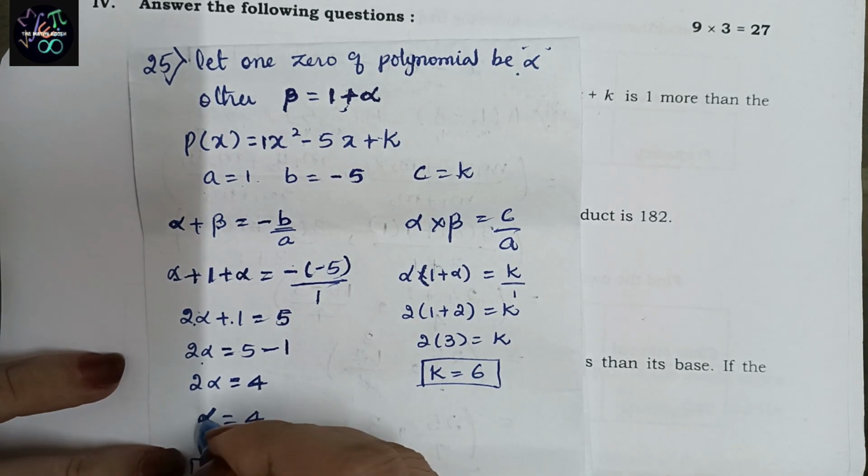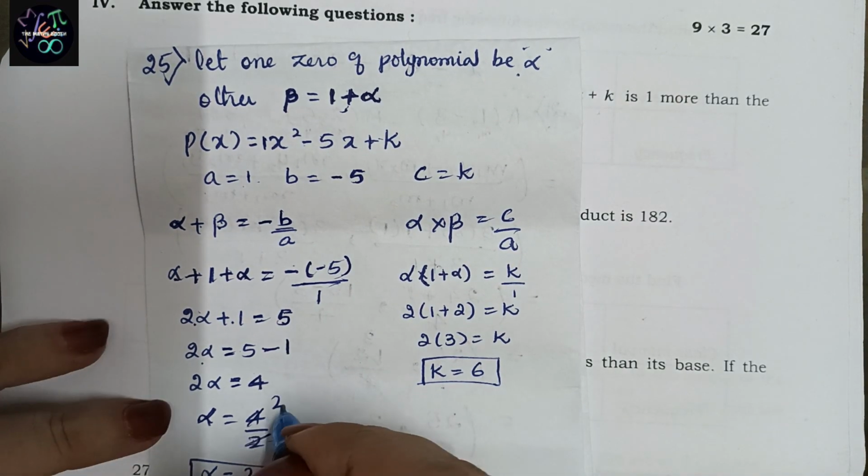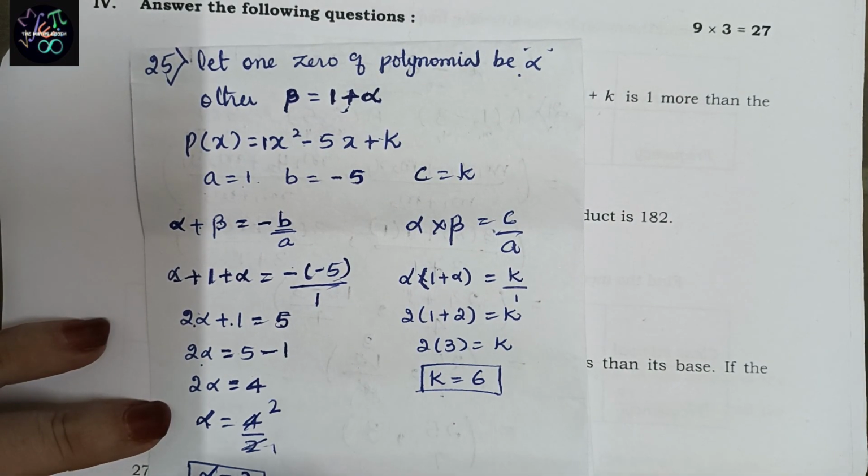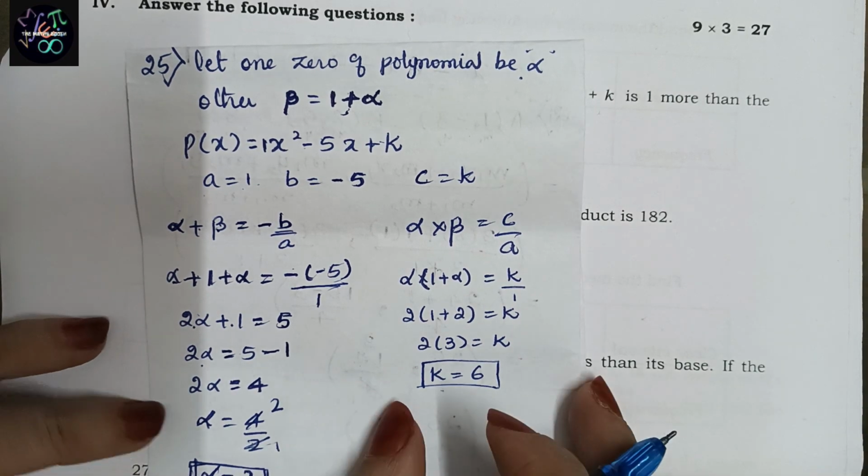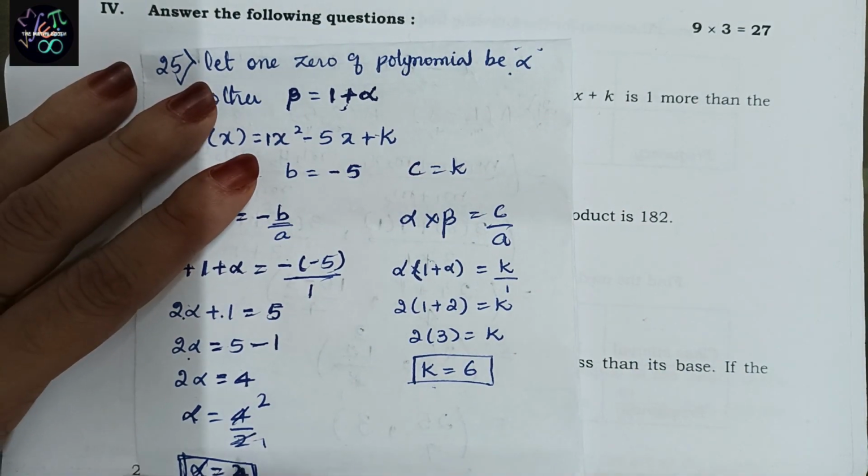Right? Alpha is equals to 4 by 2. 2 1s are 2, 2 2s are 4. We got alpha value as 2. We got one zero as 2. But we don't want one zero here.